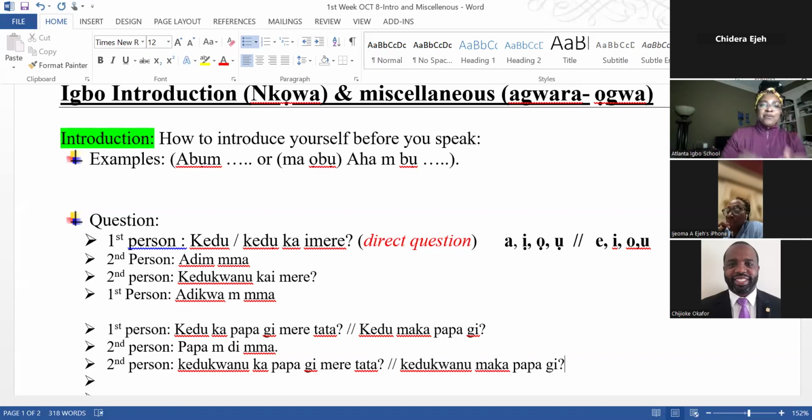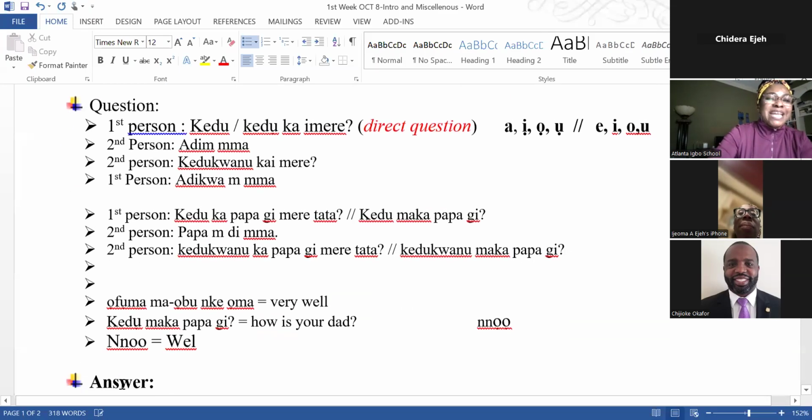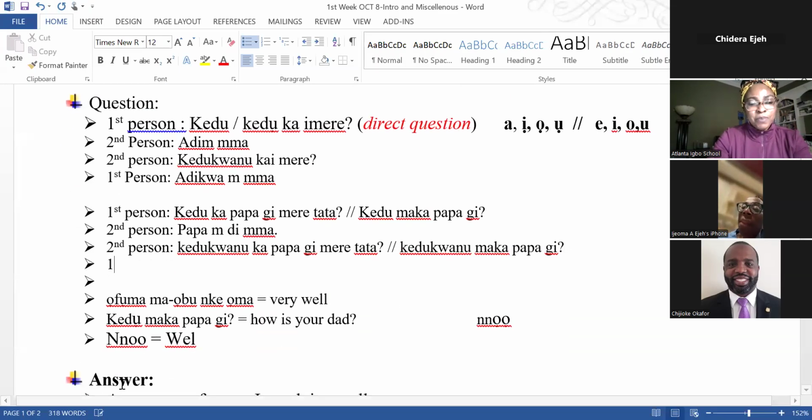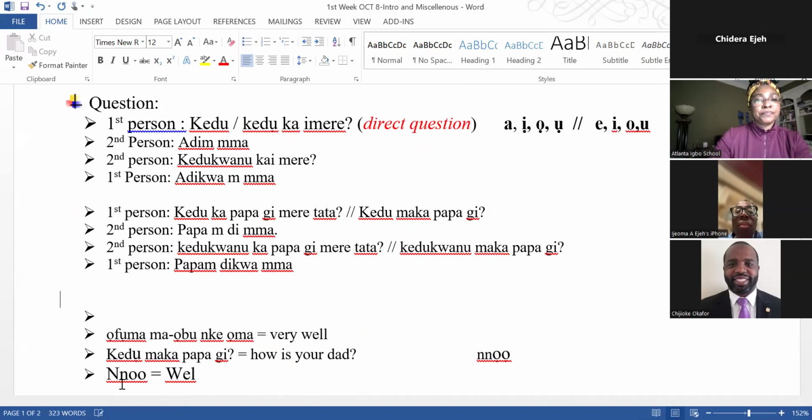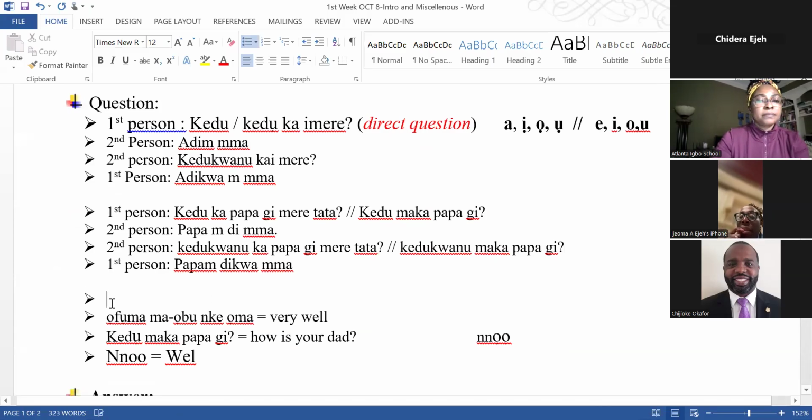Now, the first person again, we say, papam dekwa mma. First person. Papam dekwa. See, papam dekwa mma. Now, that's it for that one. And then the other one we said, first person.